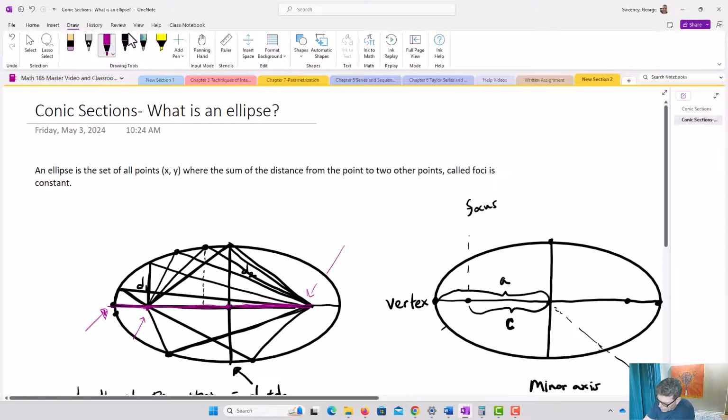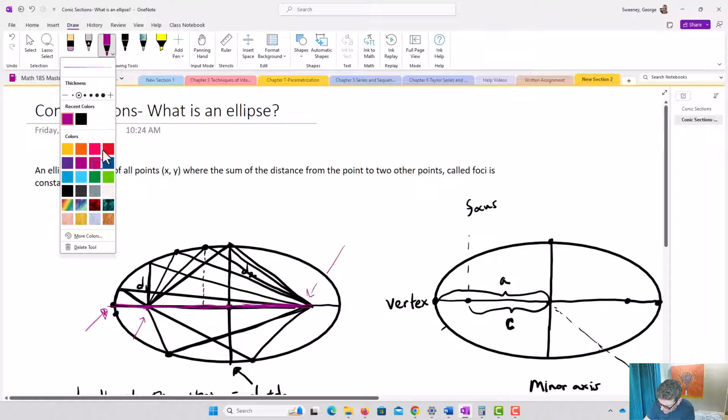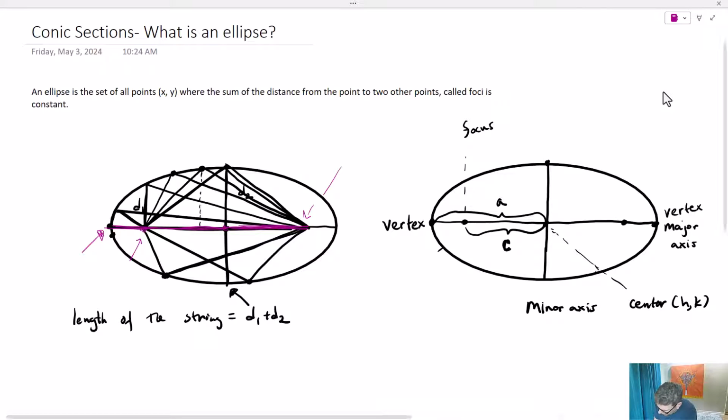And then we'll utilize a different color. Let's use yellow. And this yellow part right here, that's the distance from the short foci out to the vertex as well. Now, if we were to just put that over to the other side, you could see that the entirety of the length, the purple part plus this yellow part, is actually 2A. And that's going to be really important for us. We'll talk about that a little bit later. So this entire length, right? So the length of the string, D1 plus D2 actually equals 2A.